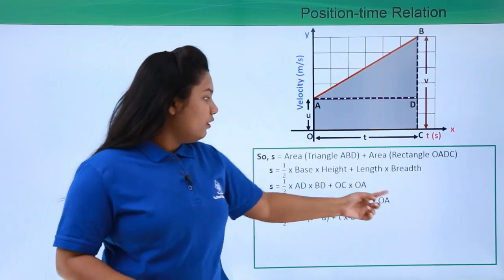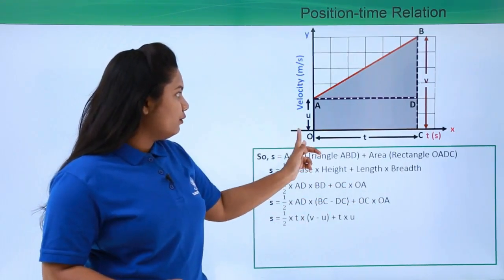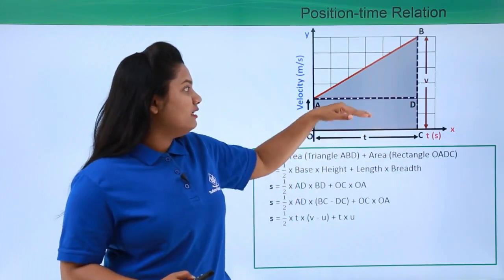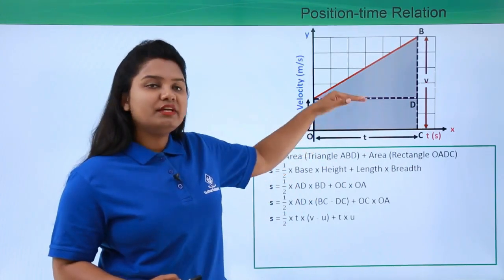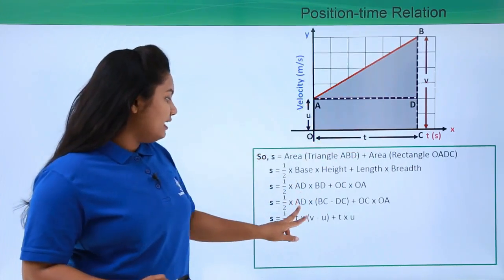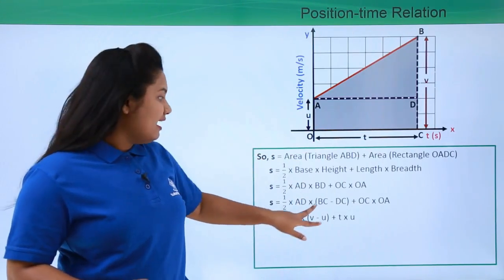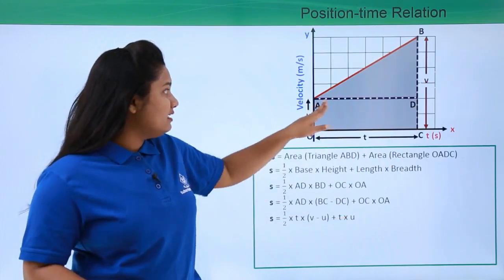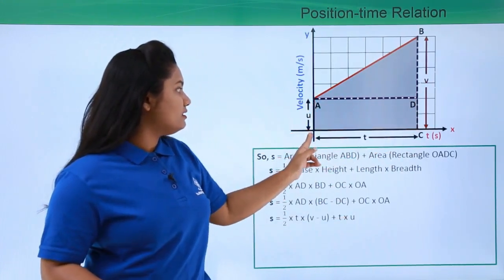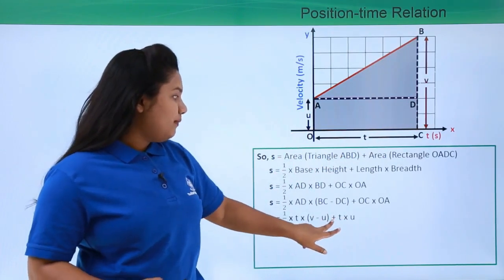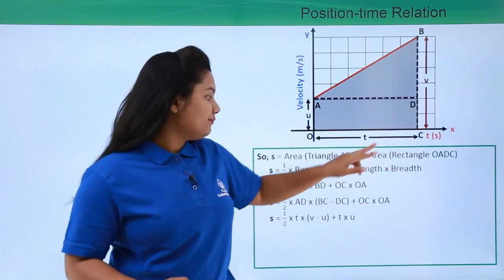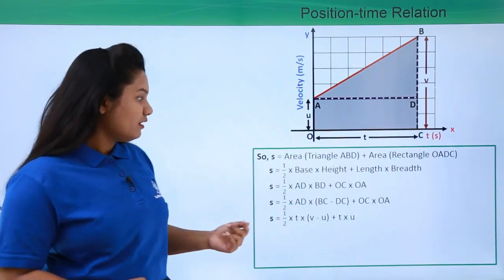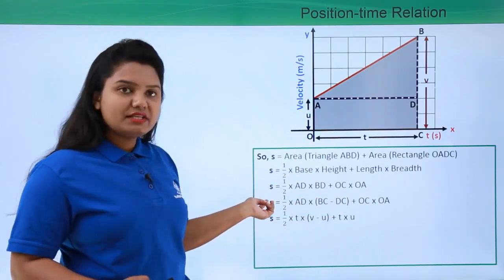Now, we will be substituting all the values. AD, we know that it is equal to OC, since they are opposite sides of a rectangle. So AD is equal to t. And we know BC, which is the final velocity, equals v. DC, which is the initial velocity OA, that is u, and OC we know is t, and u is equal to OA, which is already given in the figure. So we have put all the values in this equation.